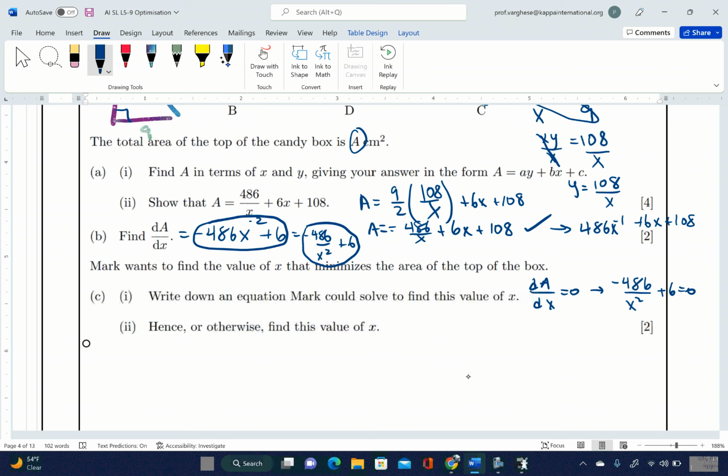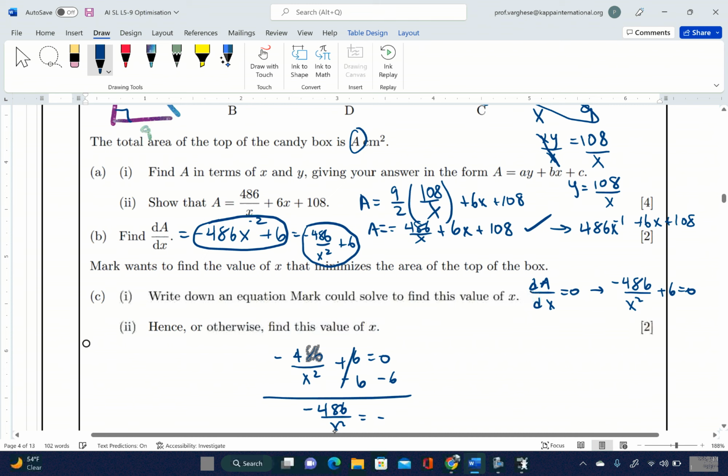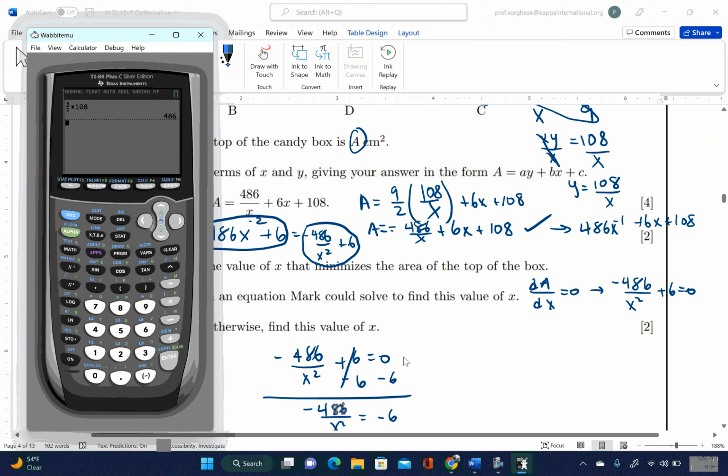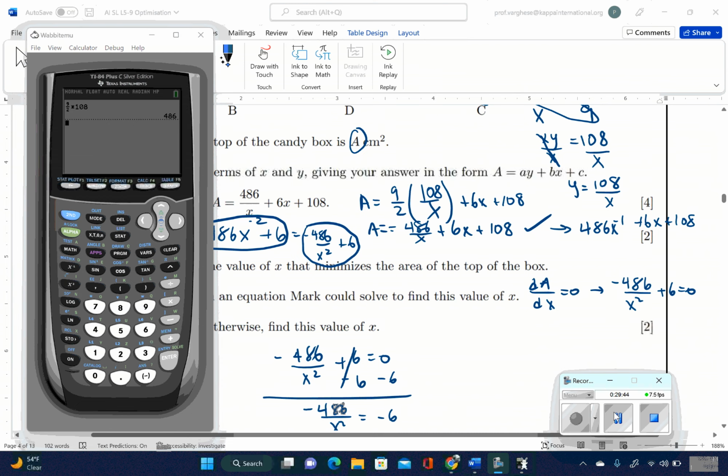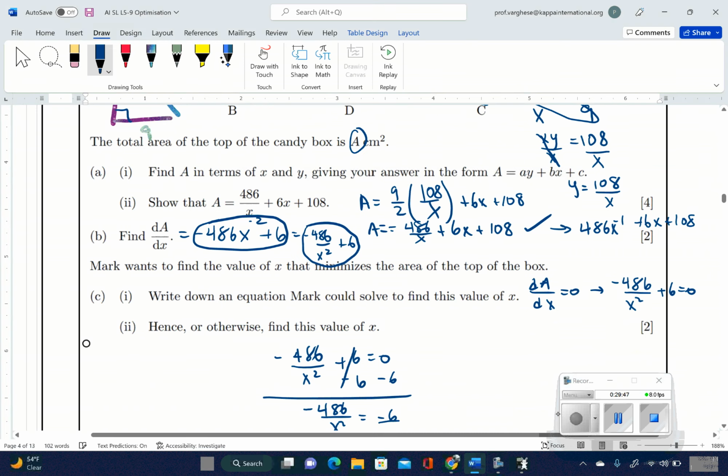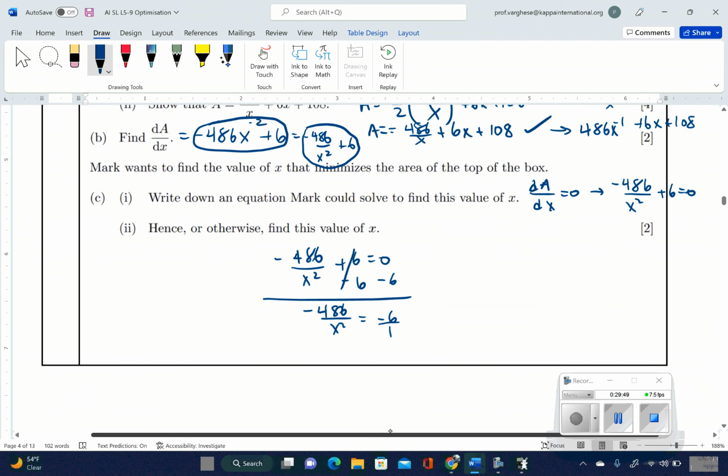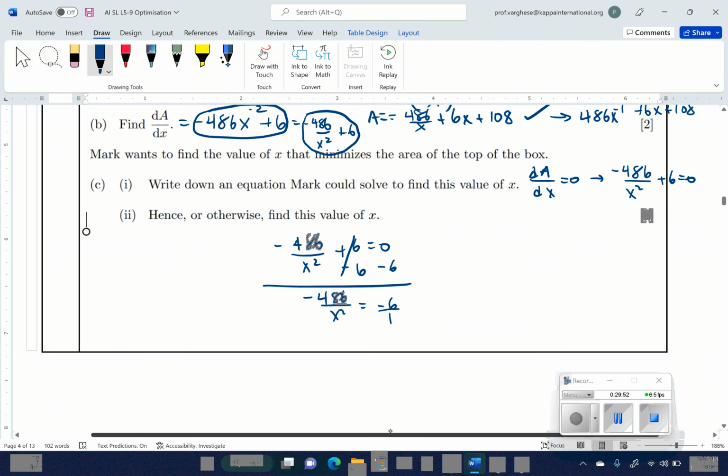Basically, what they want us to do now is to find the value of x. So we could have negative 486 over x squared plus 6 equals 0. You can use your calculator, or you could do it manually. Minus 6 from both sides, so negative 486 over x squared is equal to negative 6. You can go ahead and take the calculator and plug this in. I'm just going to finish this by hand. So this is over 1. You can use the calculator, right? Set this equal to y1, set this equal to y2, and see where they intersect.